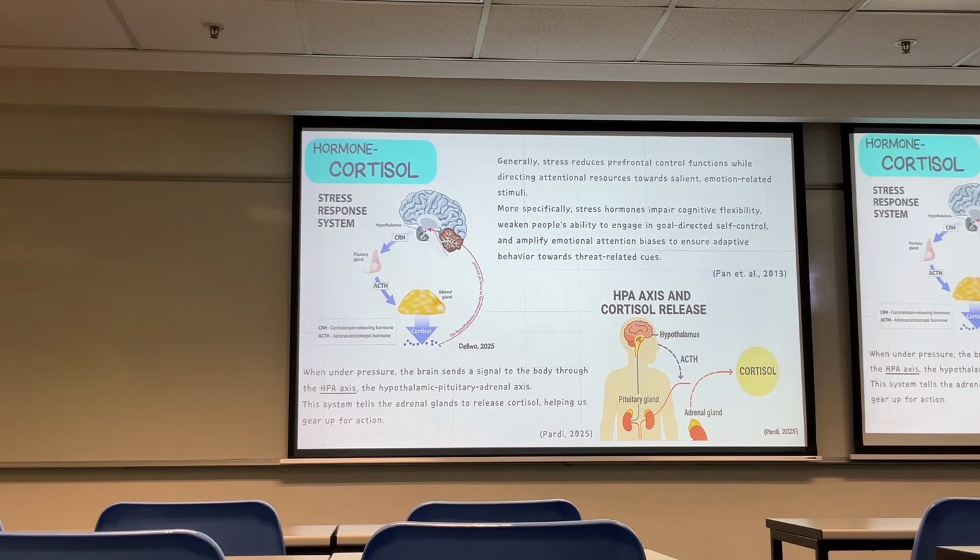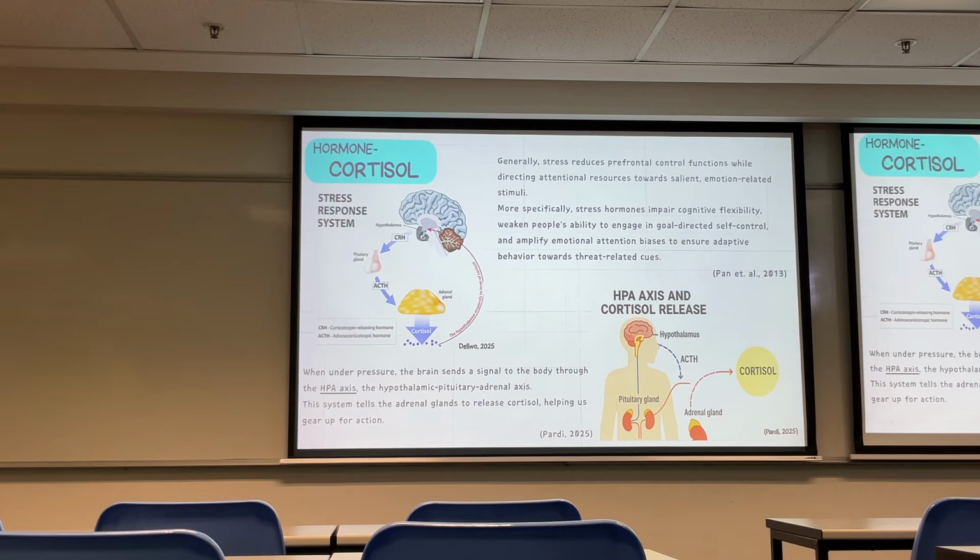Next is cortisol. This is a stress response system hormone. Generally, stress is reduced when under pressure. The brain will send a signal to the body through the HPA axis. This system can tell the adrenal gland to release cortisol, helping us to gear up for action.